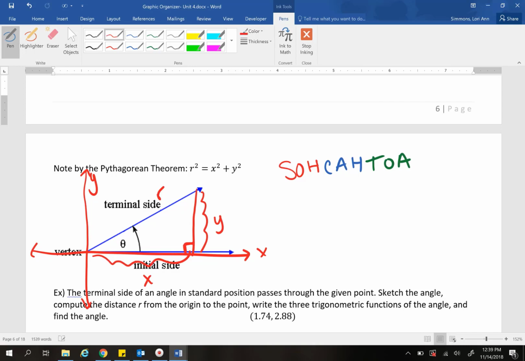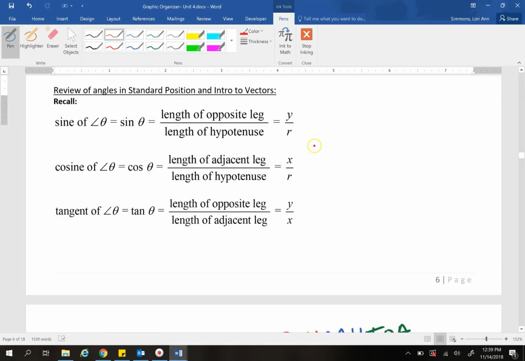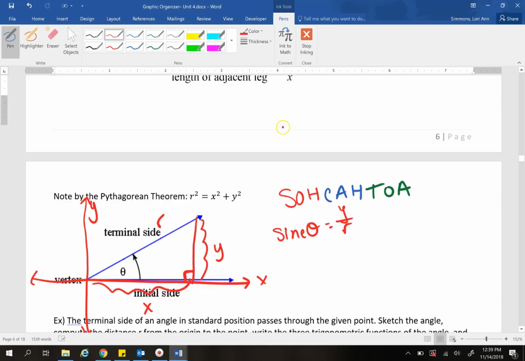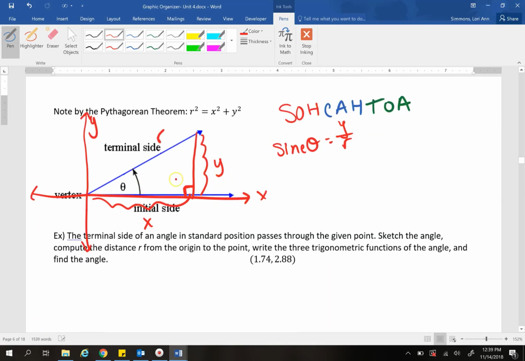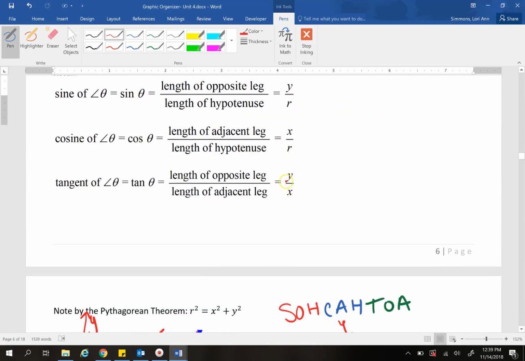So sine is opposite over hypotenuse, which is y over r. And that's how they got y over r up here. Cosine, adjacent over hypotenuse, which is x over r. That's how they got x over r. And then tangent is opposite over adjacent. That's how they got y over x. Right here.